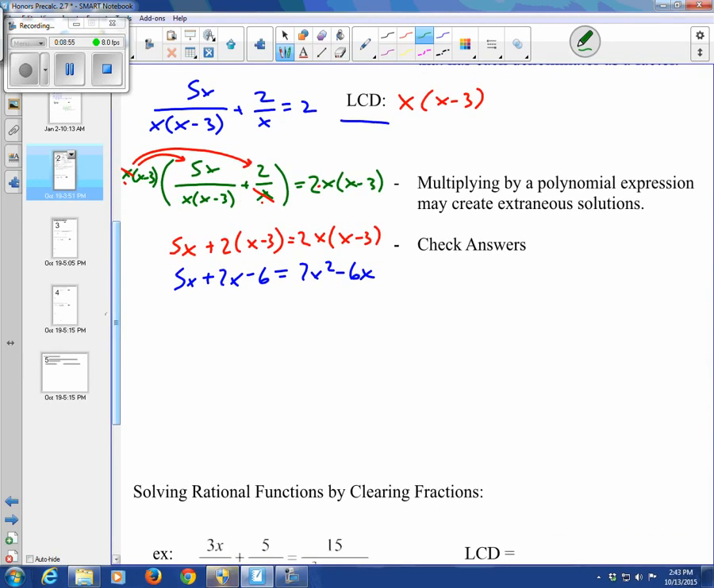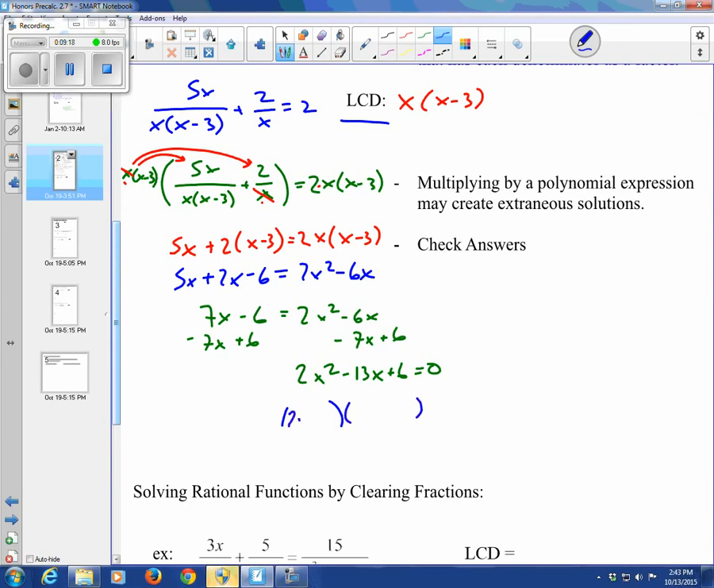So I'm going to combine these like terms first. We've got 7x minus 6 equals 2x squared minus 6x, then minus 7x plus 6 on both sides. This gives us 2x squared minus 13x plus 6 equals 0. Can I factor this? Yes, I can. This is going to be 2x and x, and then, let's see here, we have 6 and 1.